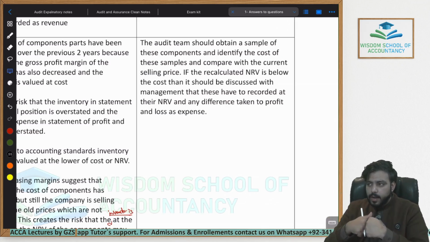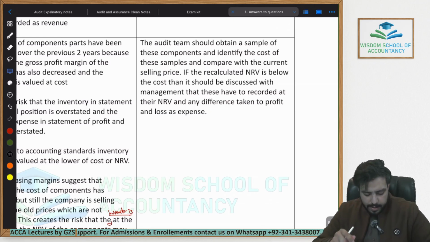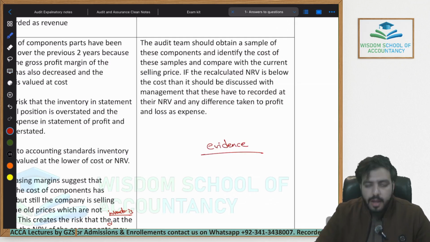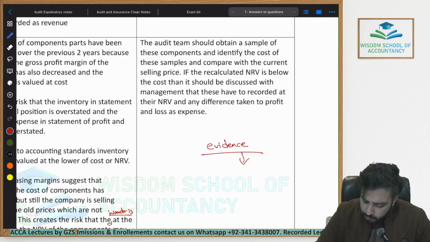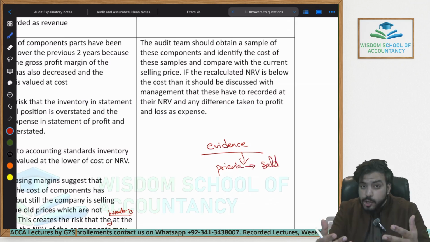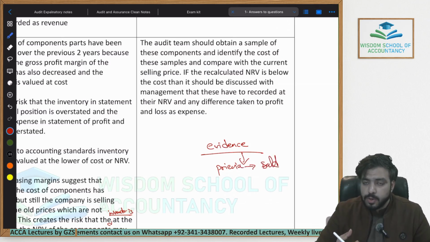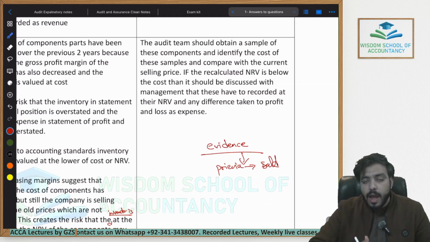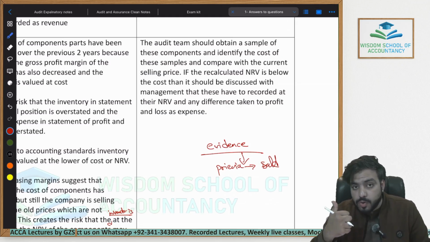So what I can do is ask the management to give me evidence first of all. Evidence of what? What was the most recent price at which this item was sold? So maybe show me an invoice. I will let the management know: can you show me the most recent invoice within this year, at which price this item was sold?